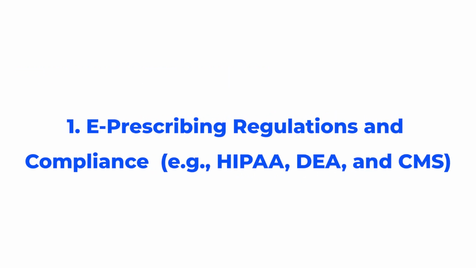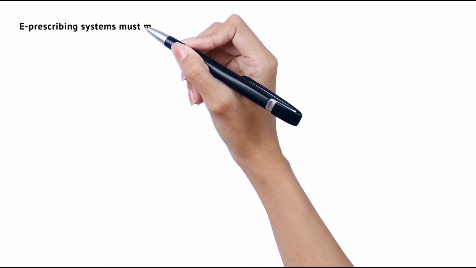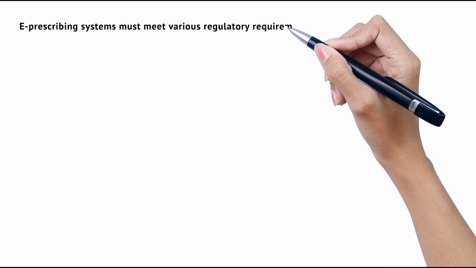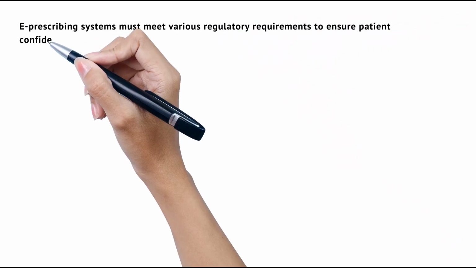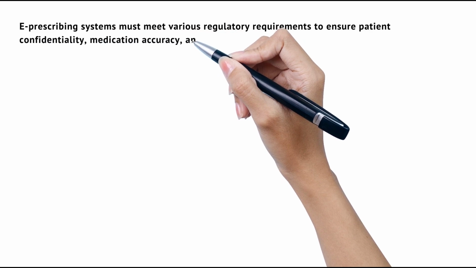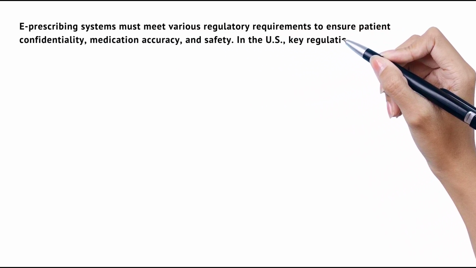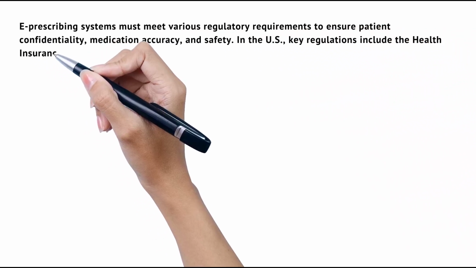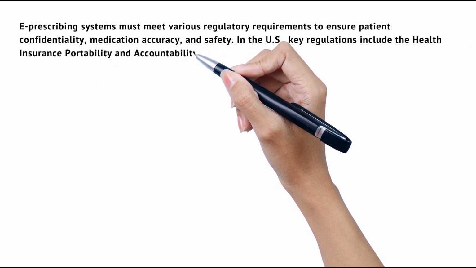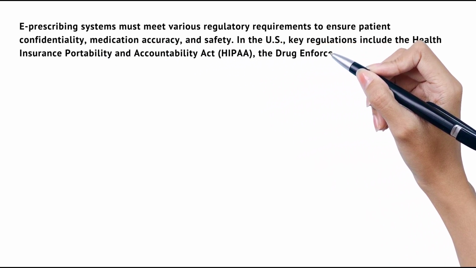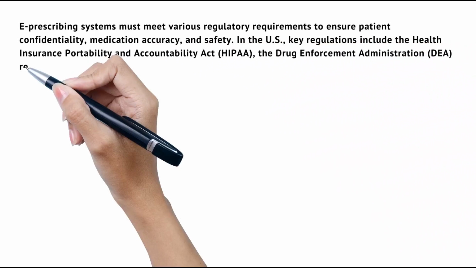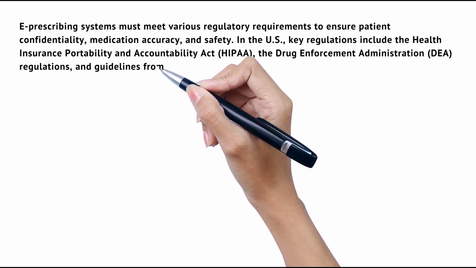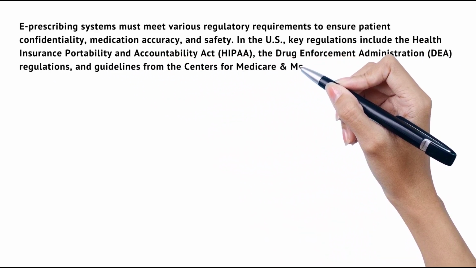1. E-prescribing regulations and compliance, e.g., HIPAA, DEA, and CMS. E-prescribing systems must meet various regulatory requirements to ensure patient confidentiality, medication accuracy, and safety. In the U.S., key regulations include the Health Insurance Portability and Accountability Act, HIPAA, the Drug Enforcement Administration, DEA regulations, and guidelines from the Centers for Medicare and Medicaid Services, CMS.